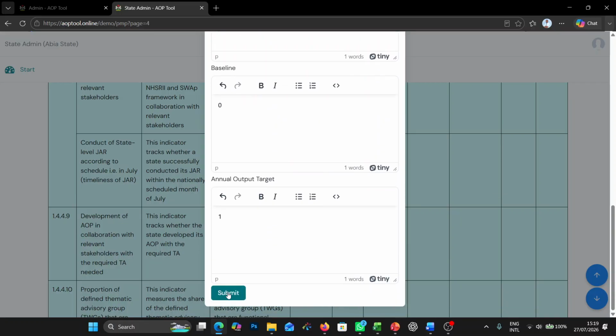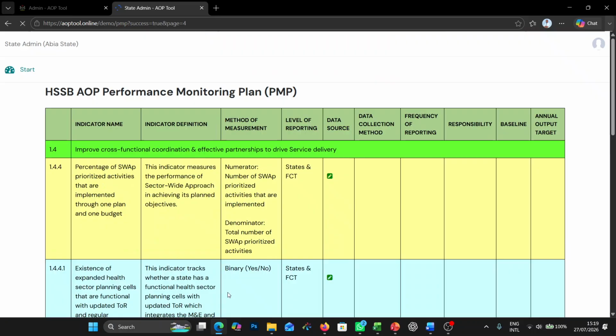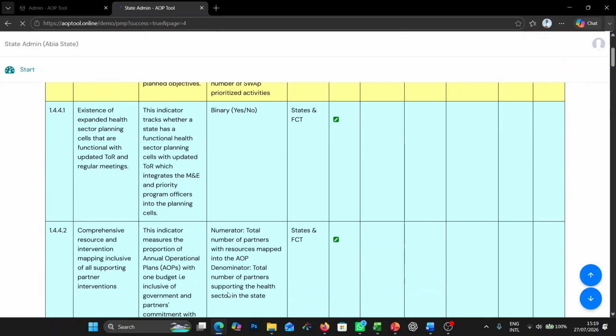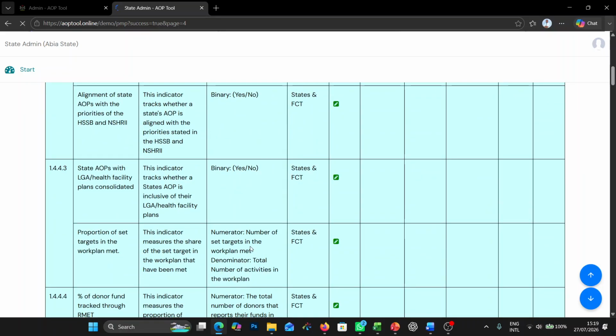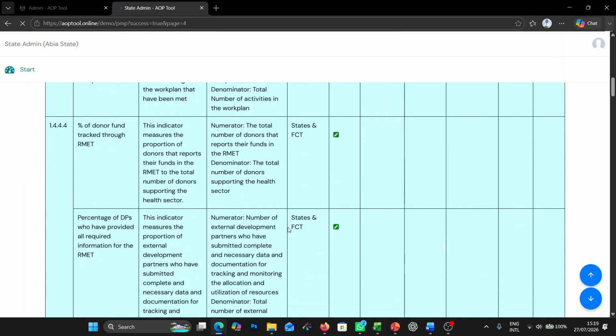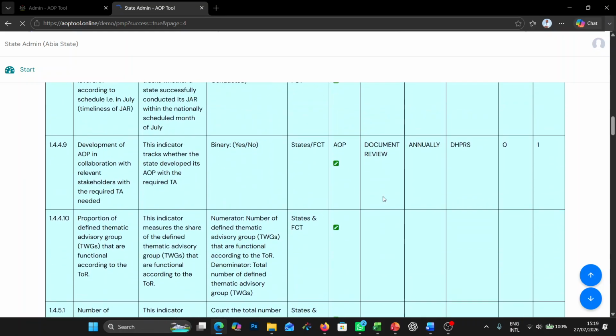Once you are done with this, you submit. What will happen is that the figure you populated will now show in your AOP, that is the planning matrix. Then it will also show in your PMP. So it gives you the information. It is expected that the state admin, which we actually encourage should be the M&E officer, because they are more familiar with the data reporting system, does this. So if you go to the planning matrix, you see this.